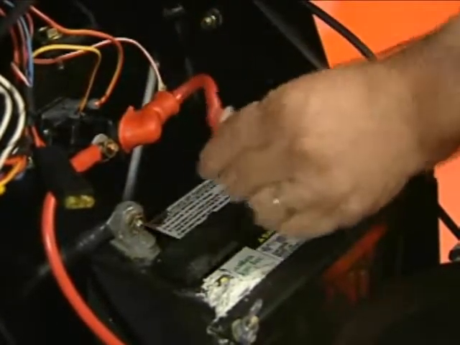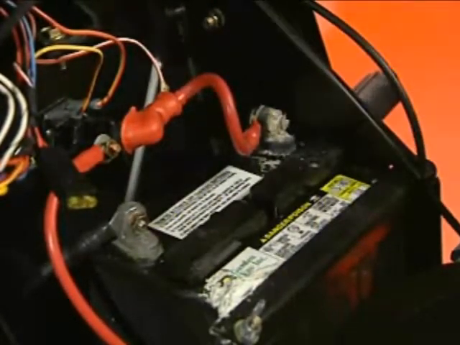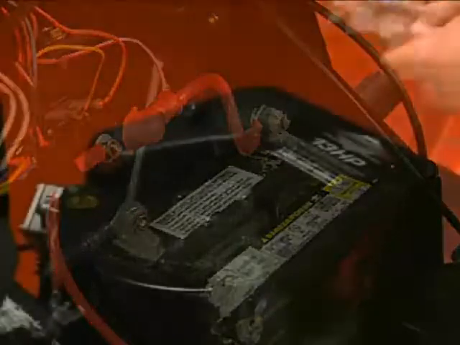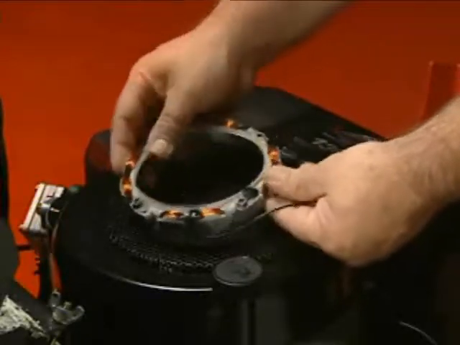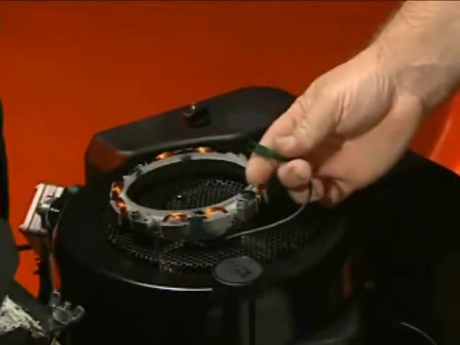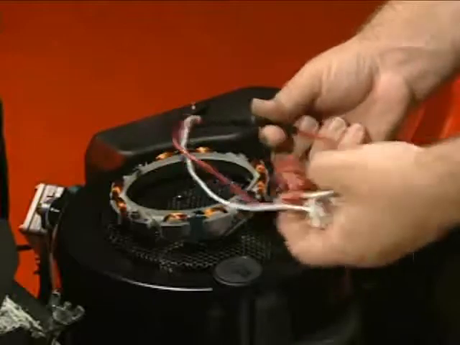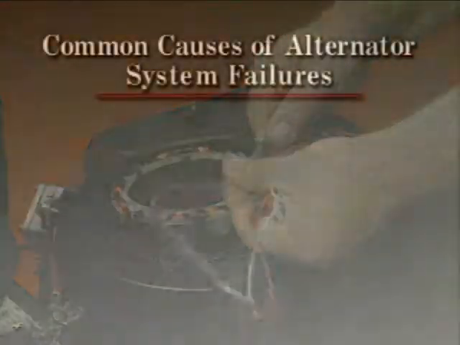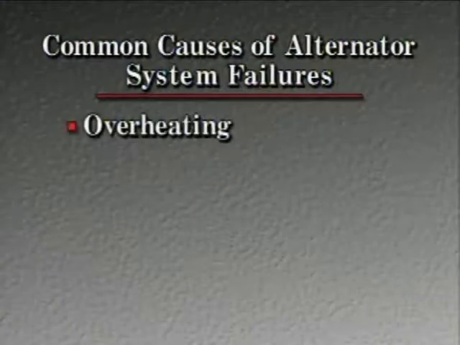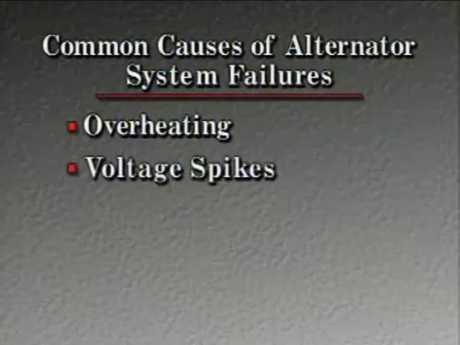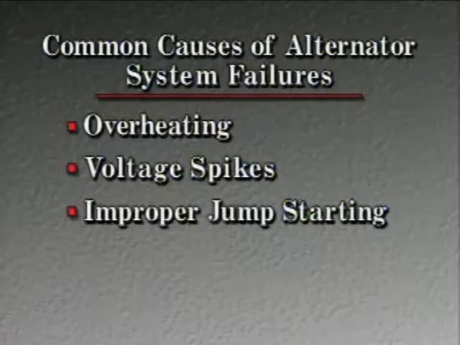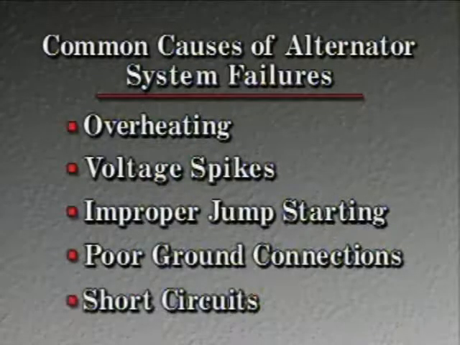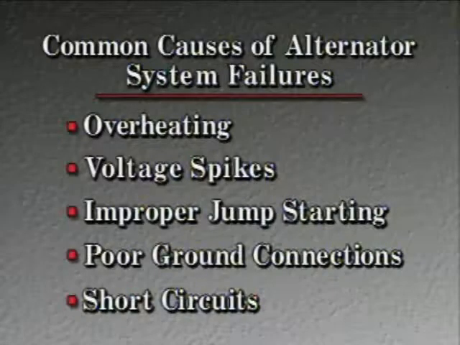You could replace the battery and send the customer on his way, but that may not correct the real cause of the problem. The real cause may be a failure in the alternator system. Although there are no moving parts to wear out, alternator systems can exhibit a variety of failures. Overheating, voltage spikes, improper jump starting, poor ground connections, and short circuits are the most common causes of alternator system failures.